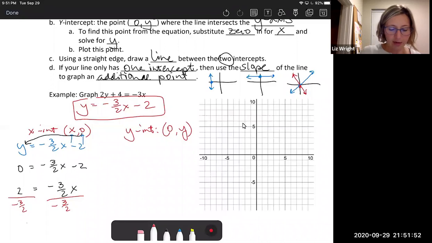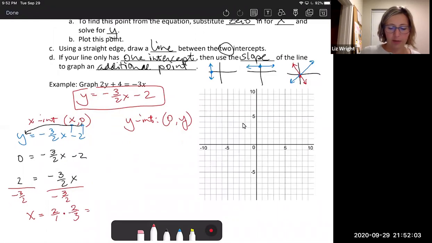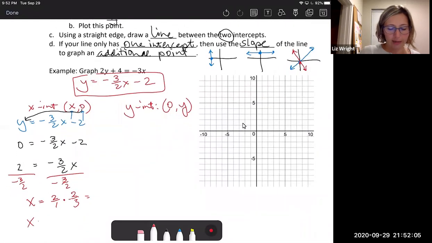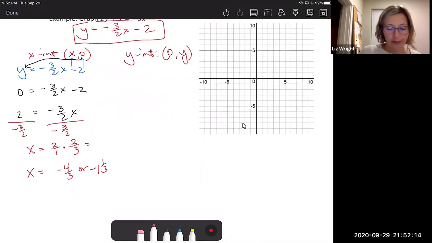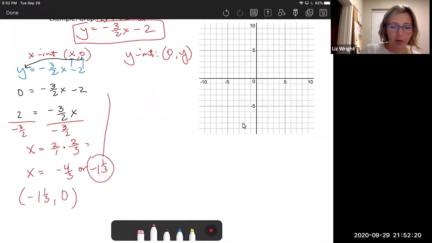And then we are going to get x equals, I'm going to do a little fraction work for a second. So it's going to be 2/1 times 2/3, and it's negative. And we are going to get x equals -4/3, or -1 1/3. All right, so then I want you to write that up as an ordered pair. So it's going to be -1 1/3, comma 0. Because this is the x that we just found right there, right? So that's what we're going to look at.